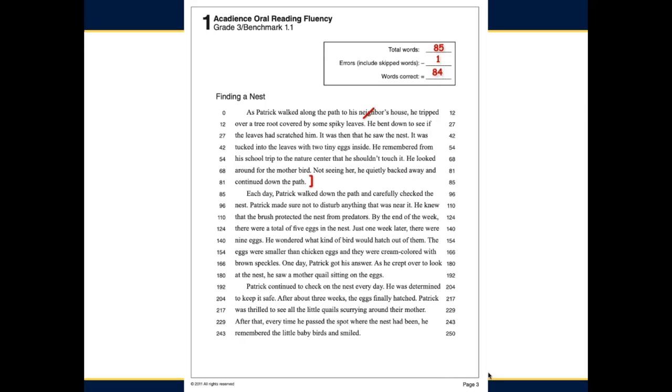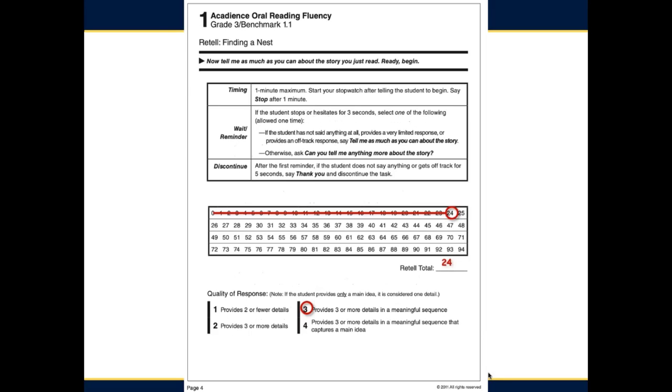Here is an example of a scored Acadience Reading Oral Reading Fluency passage. The total words is the number of words on the page up to the bracket, where the student stopped at the end of the minute. Subtract from the total the number of errors. That gives you the words correct score. The retell score is simply the number of words in the student's response that were about what she read from the passage.